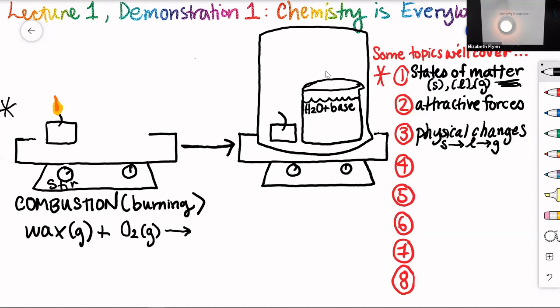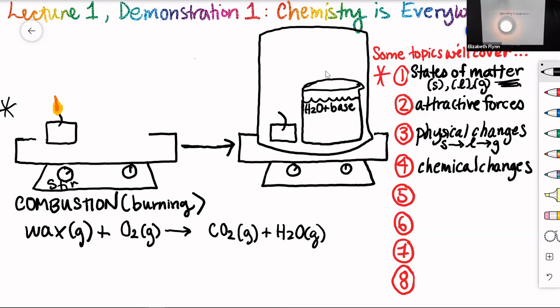And we know this is a chemical change because the products are different composition. We don't have wax and oxygen anymore, but we do have carbon dioxide and water vapor, right? And so chemical changes are something that we'll definitely be talking a lot about. I mean, chemistry is all about the chemical changes, right? Physical too, but really in the lab, we're going to be doing lots of chemical changes as well, right?